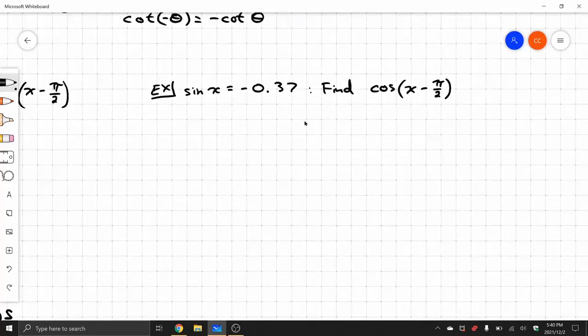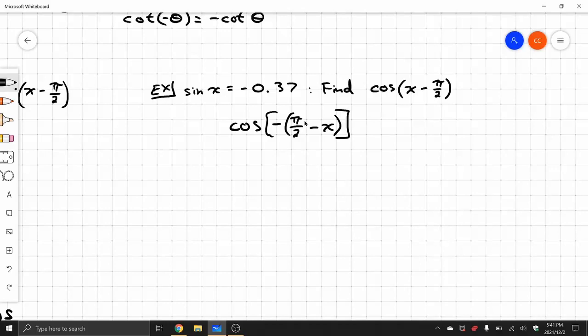Over here, I've got sine of x is equal to negative 0.37, and I'm asked to find the cosine of x minus pi over 2. So what I want to do first here is factor out a negative, because this looks sort of like what I want with my cofunction ID, but my signs are opposite. And when my signs are opposite, I can go ahead and factor out a negative, right? We've done that before with our factors. So if I factor out a negative, then I'm going to have positive pi over 2 minus x for my cosine.